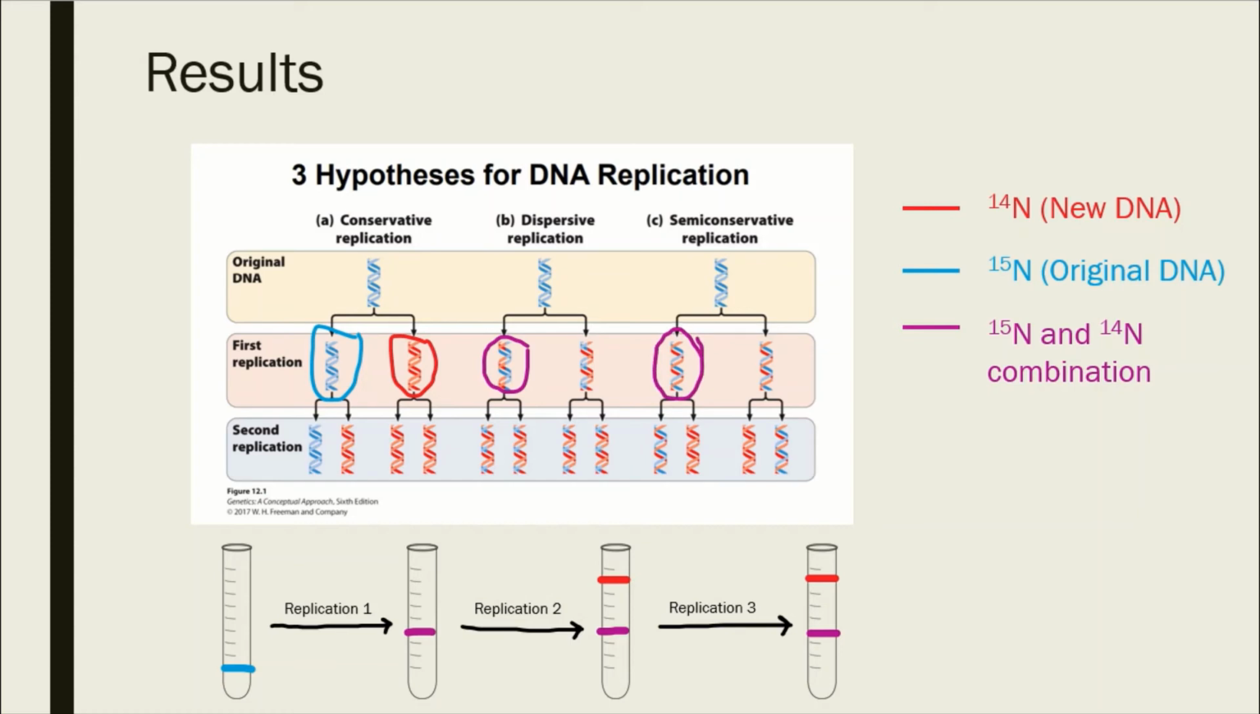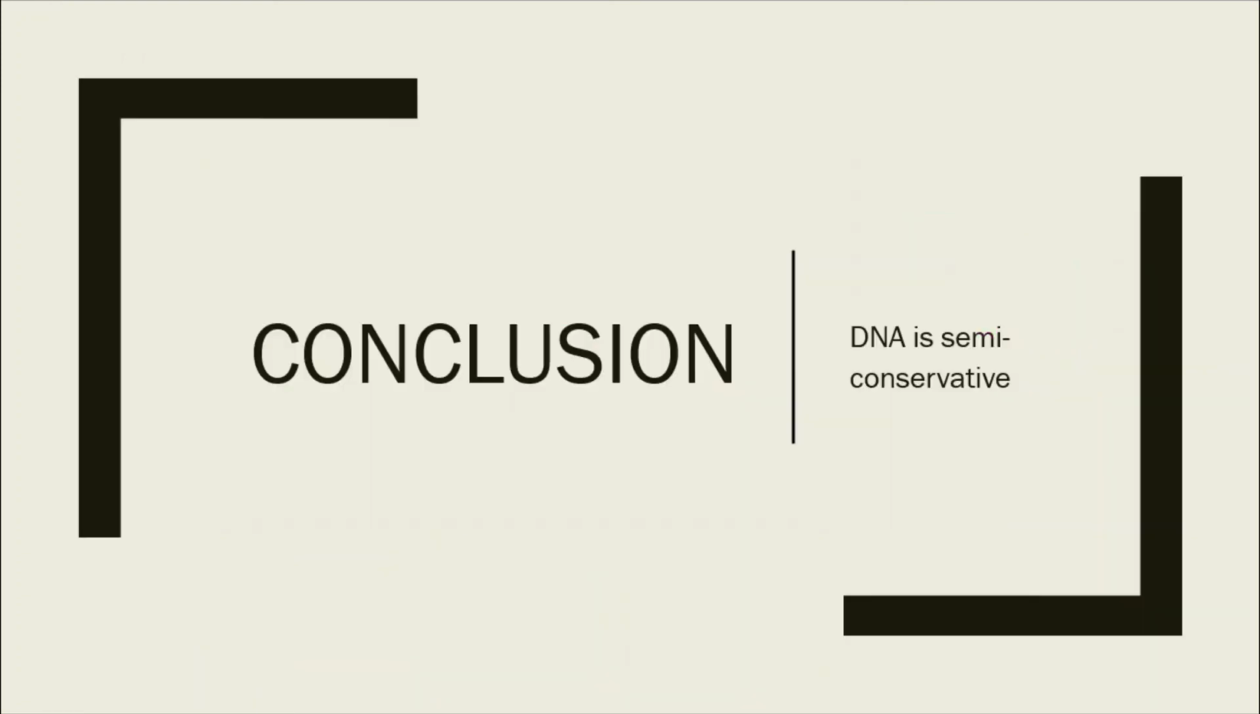After the second replication, they ruled out the dispersive model because 2 bands were produced. 1 band was a combination of 14N and 15N, and the second band was 14N. If replication was dispersive, then all that would have been produced was just 1 band, which would have been in purple. Therefore, they were able to identify the replication of DNA as semi-conservative.